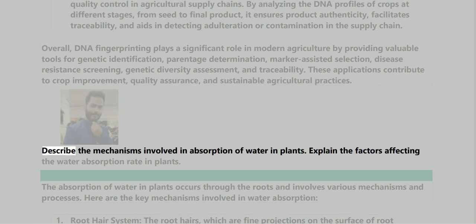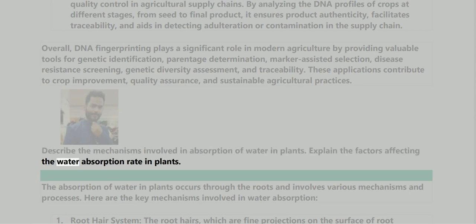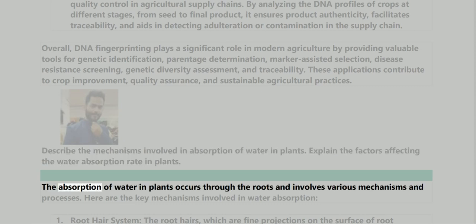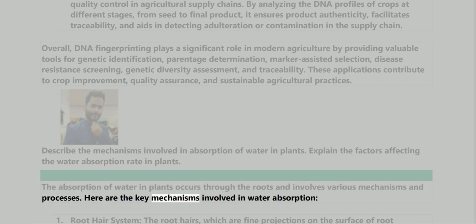Describe the mechanisms involved in absorption of water in plants. Explain the factors affecting the water absorption rate in plants. The absorption of water in plants occurs through the roots and involves various mechanisms and processes. Here are the key mechanisms involved in water absorption.